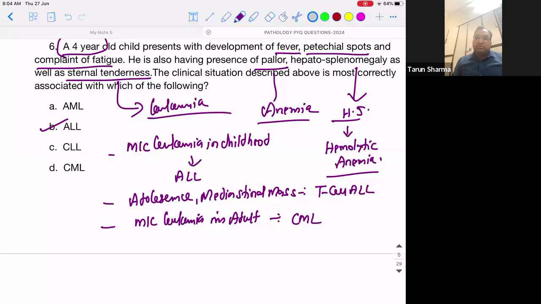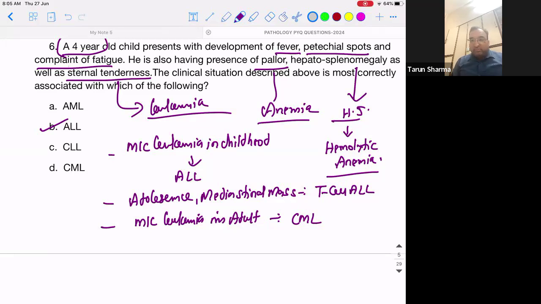So whenever a question is given to you and the only clue is age and nothing else is given, no blast, no type of blast, no special stain, no immunohistochemical markers, no CD markers are given to you, then you have to think about the age, in which age the common leukemias occur. Like in childhood the most common leukemia is ALL. In the adult age group, the most common leukemia is CML. So the answer is very simple. It's a very simple question. They cannot make a simpler question than this.